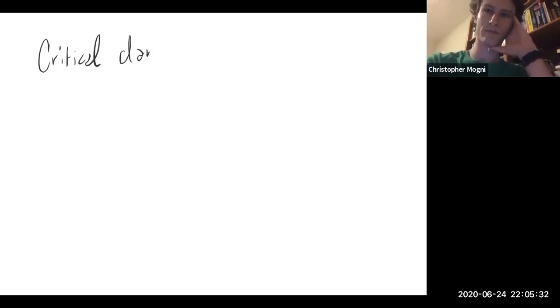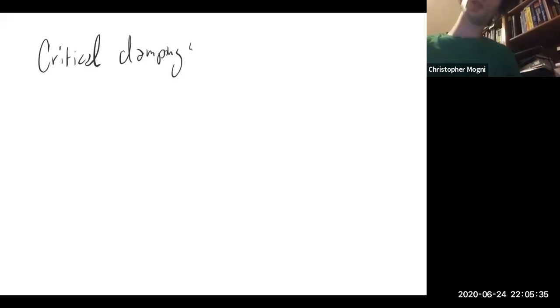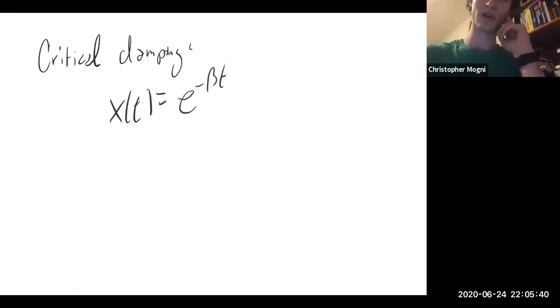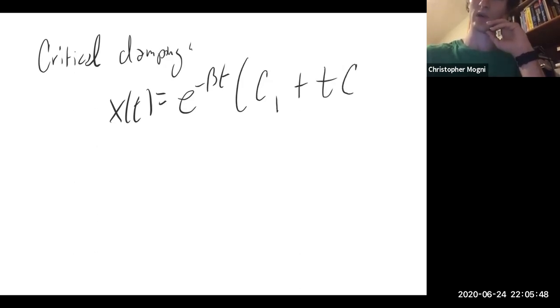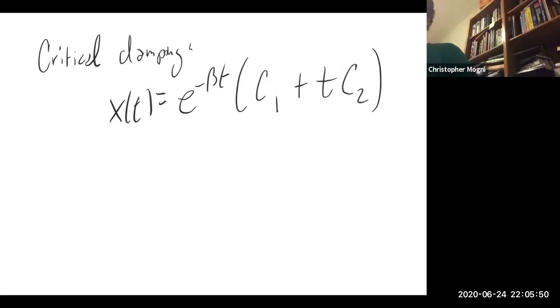because there are 2 solutions to the differential equation, but you have a degenerate solution. And so the critical damping solution is actually x of t is equal to e to the minus beta t times c1 plus t c2. Again, critical damping is when beta is equal to omega, so that mu is going to be equal to 0. So you only end up with one decaying exponential.